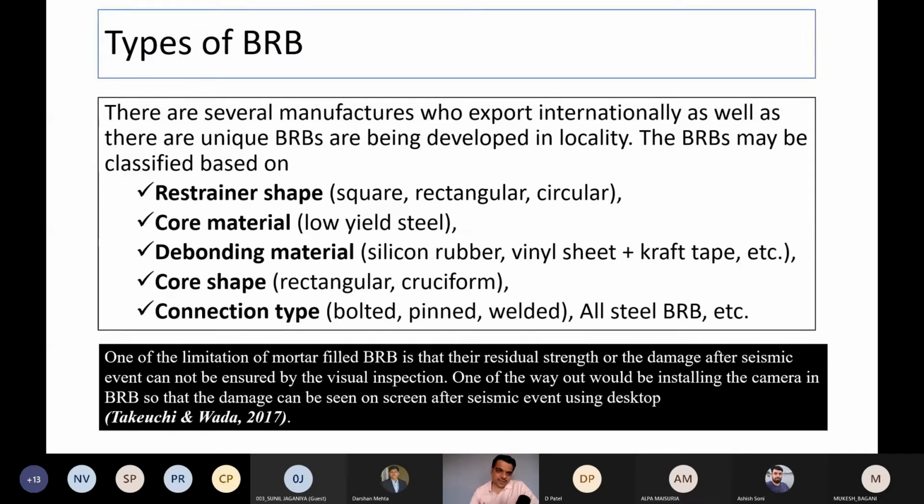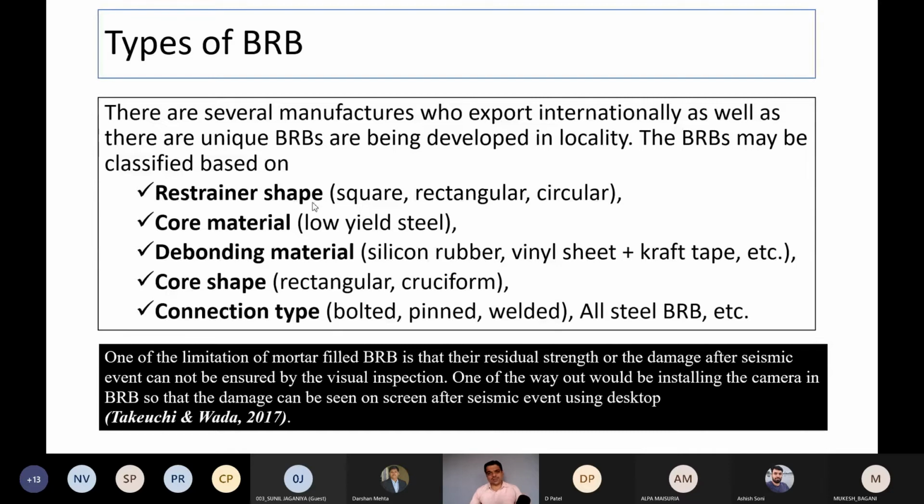Now in another case, let's say the debonding material gap is increased from 1.5 mm to 3 mm, for example. In that case, the capacity of the steel core will be reduced substantially. So that's why strict fabrication control is required with respect to the debonding material. Now the core shape also could be of different types, like rectangular, cruciform, etc., what we saw in the previous slide.